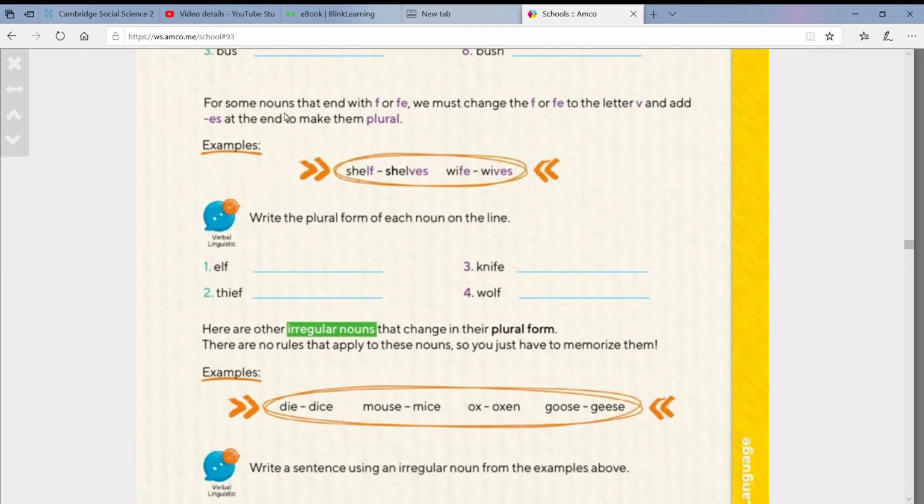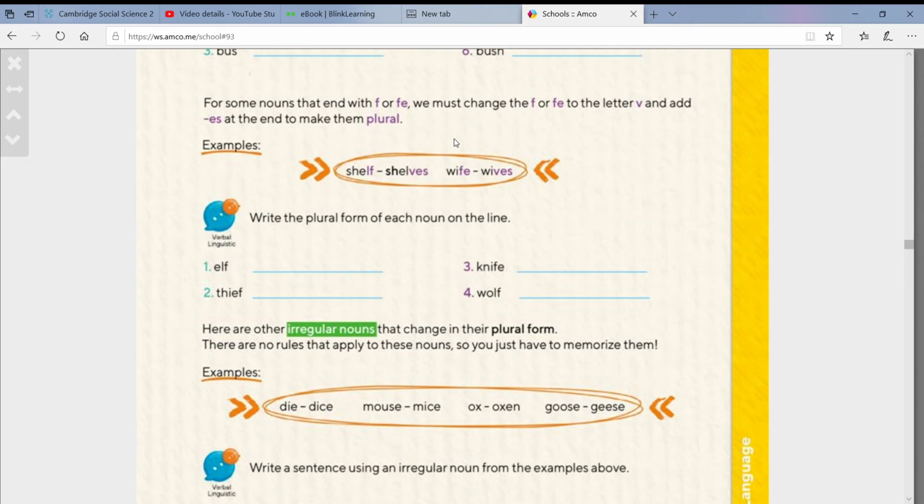For some nouns that end with a F or a FE, we must change the F or the FE to the letter V and add ES at the end to make them plural. So we have, for example, one shelf with the F. We need to take out the F and we put VES. So one shelf becomes two shelves.